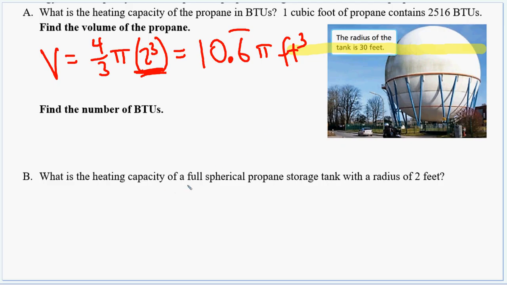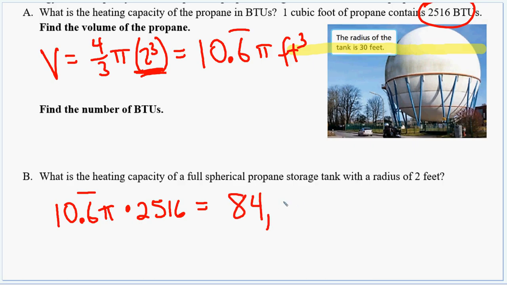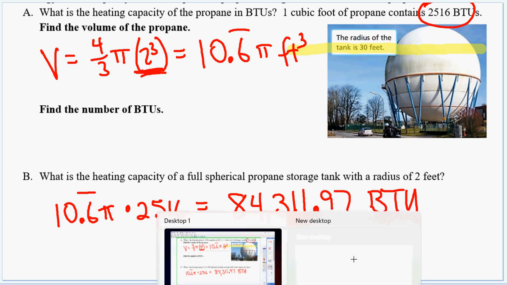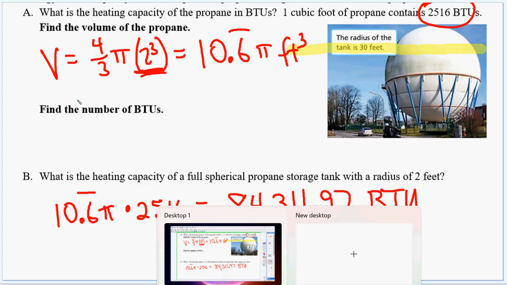And now we want to take that 10.6 repeating times pi. We're going to multiply that number by the 2,516 for the British thermal units. And that's the answer I mistakenly gave just a little bit ago, 84,311.97 BTUs. All right, there we go.